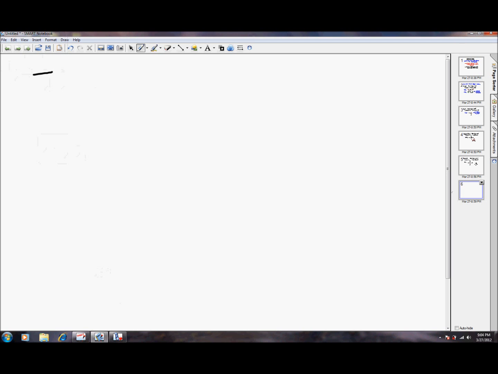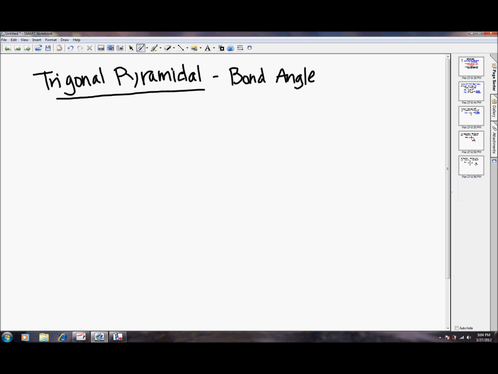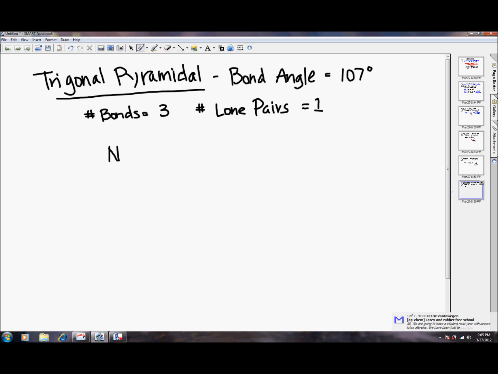Okay, our last structure is called trigonal pyramidal. The bond angle for this one is 107 degrees. The number of bonds will be 3. And the number of lone pairs will be 1 lone pair. So a great example of a trigonal pyramidal molecule is nitrogen trihydride, NH3.